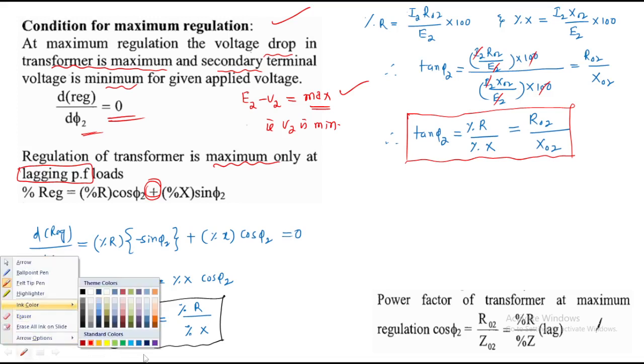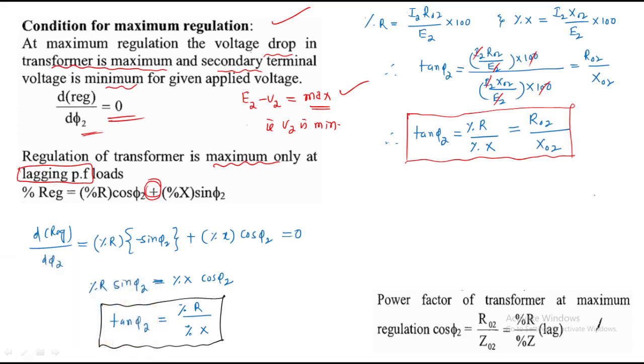So, from the power triangle, what are we going to get? What is the power factor? From this, this is R02, this is X02, and the resultant is Z02, right? And this is phi 2 only. That is tan phi 2, R by X, right? R by X, R02, X02, Z02.